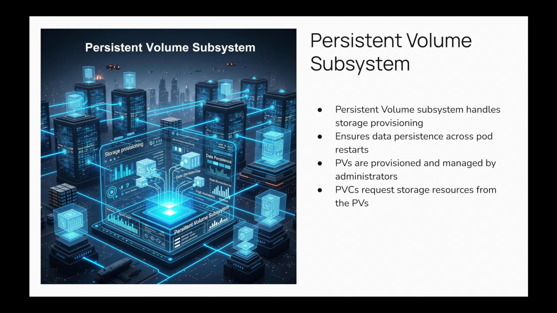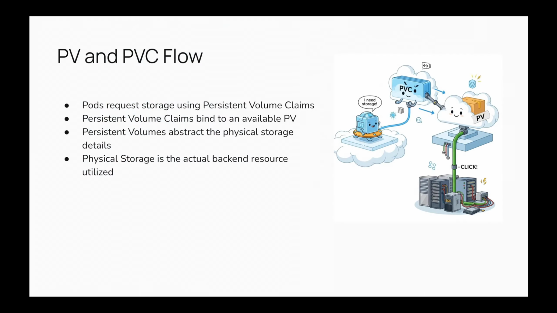Kubernetes modeled this with two distinct but connected API objects: the persistent volume and the persistent volume claim. The core concepts, PV and PVC. Understanding these two objects is the key to all storage in Kubernetes. A persistent volume, or PV, represents the actual storage device in the cluster. This is a cluster-level resource like a worker node. It's a supply of storage.